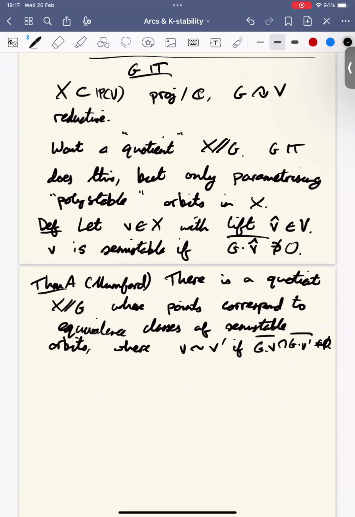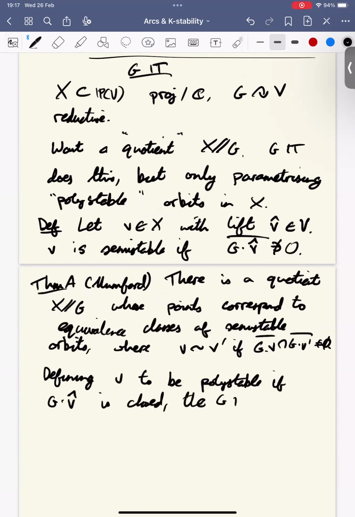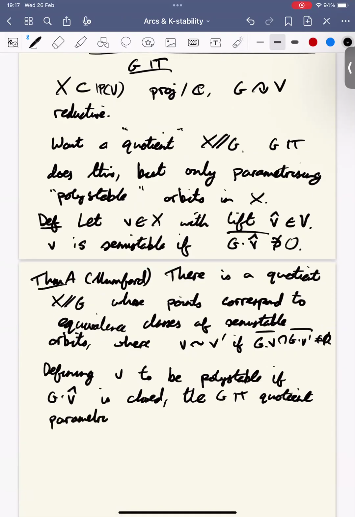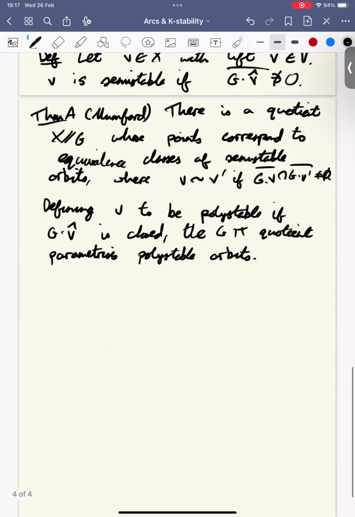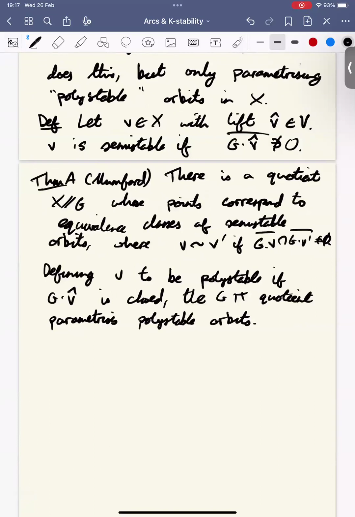So if we in particular define V to be polystable, although again this is a theorem, if G dot V hat is actually closed, if this orbit is closed, then the GIT quotient has points corresponding to these polystable orbits inside X itself. So it's polystable things that are represented in these finite dimensional quotients. The GIT quotient parameterizes polystable orbits. So we get this actually very simple to define quotient. I mean, said another way, you can construct this quotient algebraically by looking at proj of rings of invariant sections.